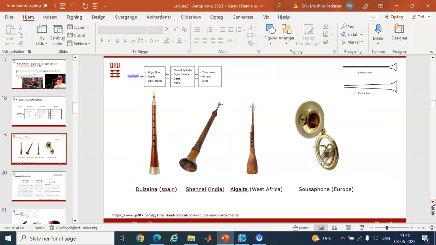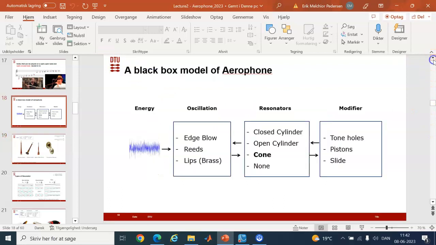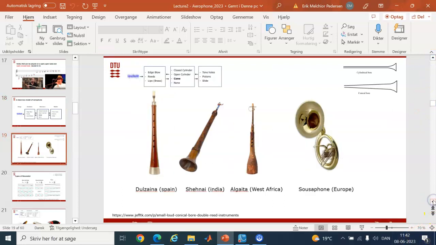Okay, we have different instruments. Dulcian for Spain, cone-shaped, and also Shehnai for India, West Africa, and a sousaphone from Europe.